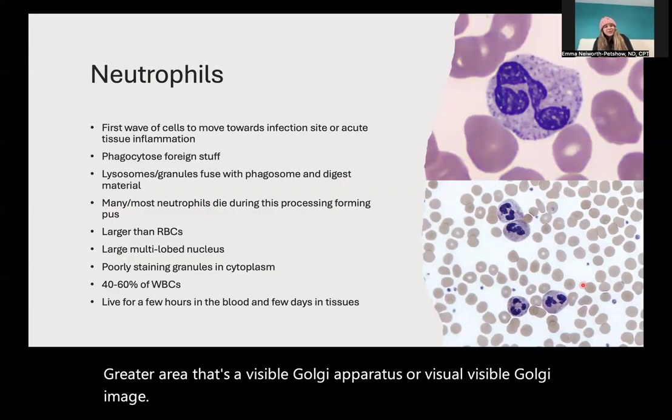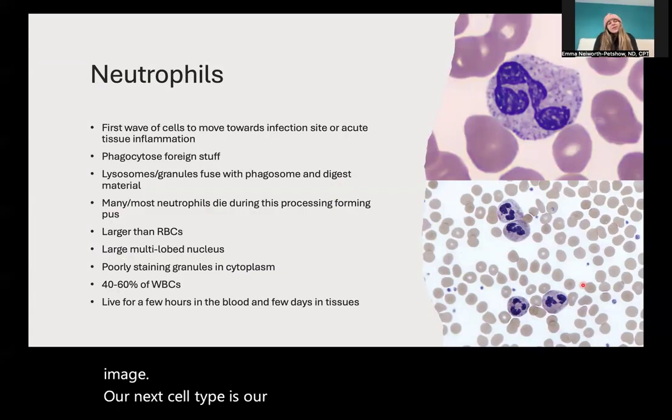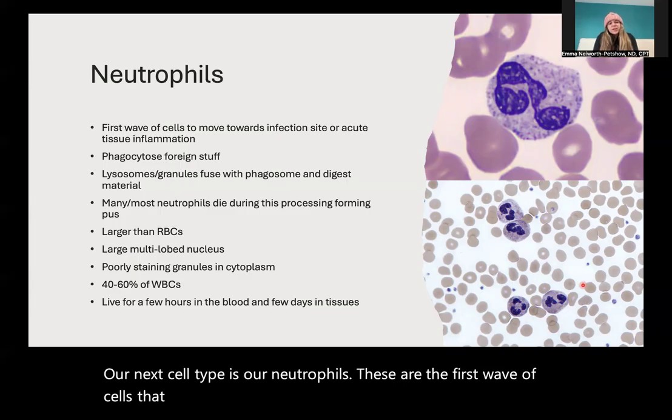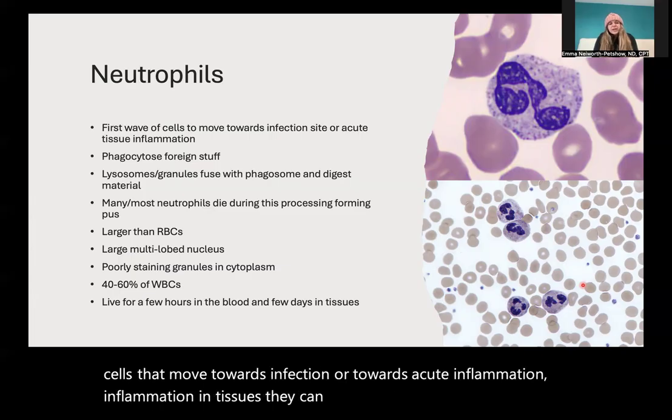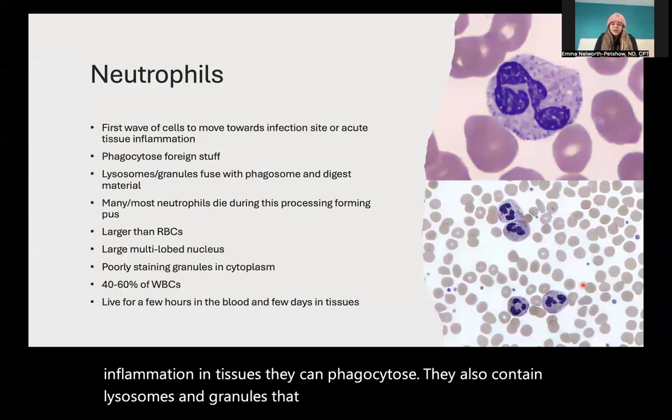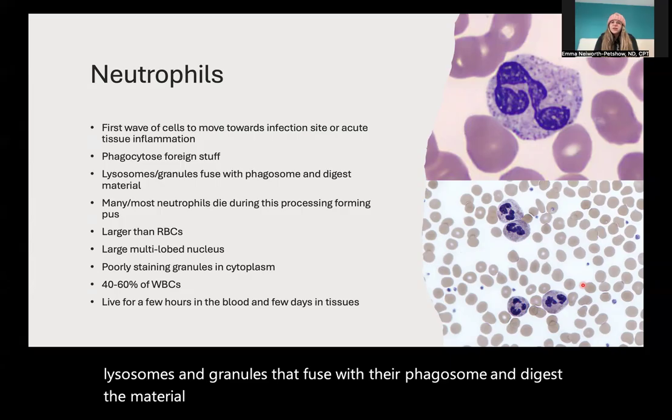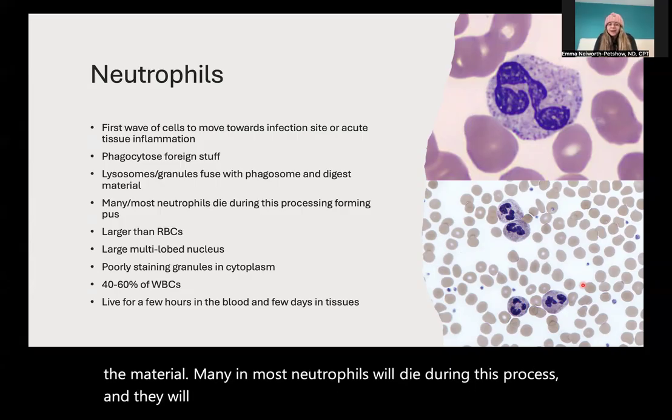Our next cell type is our neutrophils. These are the first wave of cells that move towards infection or towards acute inflammation in tissues. They can phagocytose. They also contain lysosomes and granules that fuse with their phagosome and digest the material. Most neutrophils will die during this process, and they will form pus.